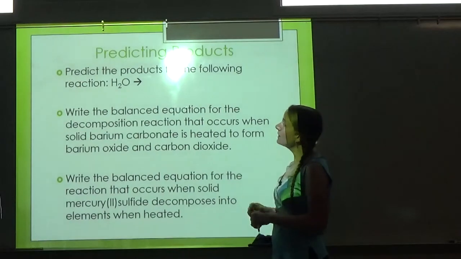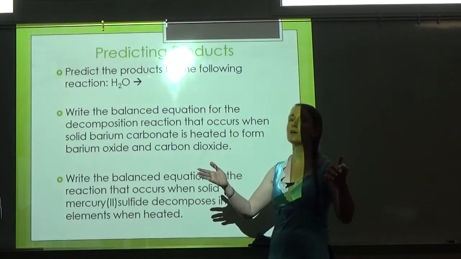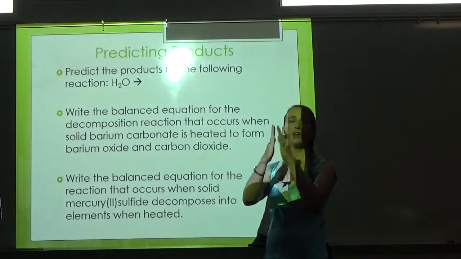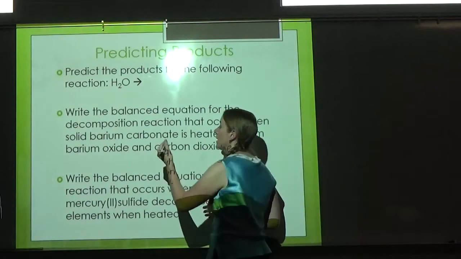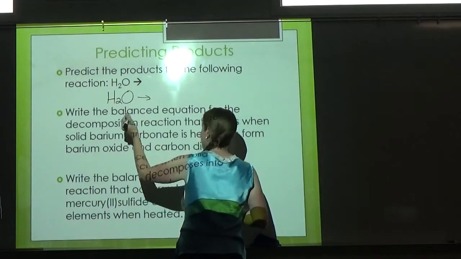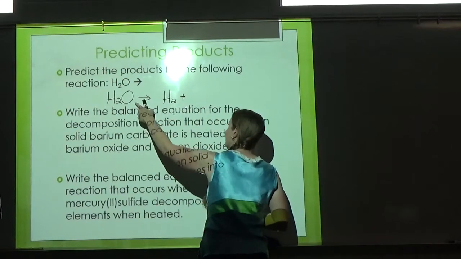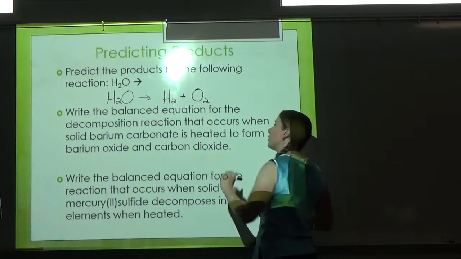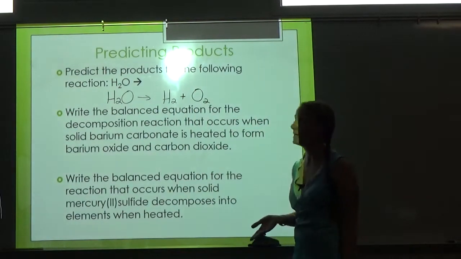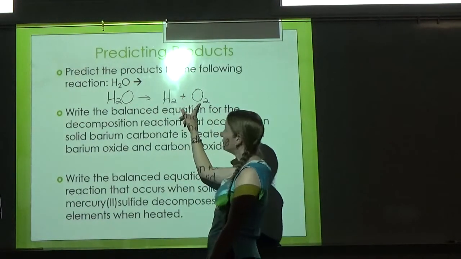It says predict the products for the following reaction. H2O yields. I can already tell it's H and O together, so the only option is for them to split apart. I'll start with my H2O. It's going to break into hydrogen. Hydrogen is H2 because it's a diatomic. And it's going to break into oxygen. Oxygen is O2. It is also a diatomic. It doesn't matter that it didn't have the 2 over here. It has to have the 2 when it's by itself.